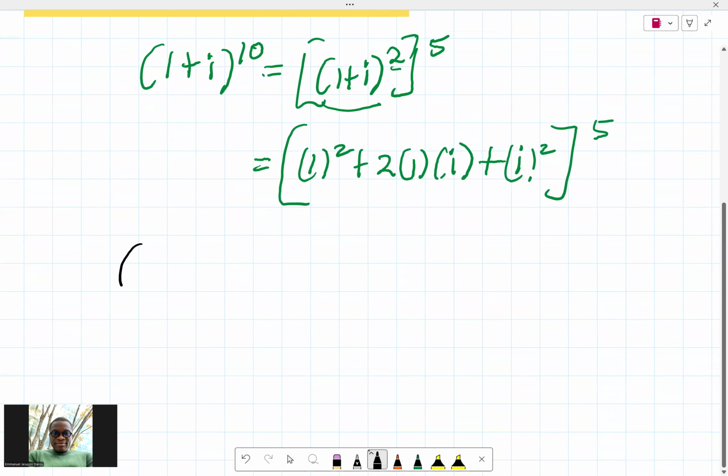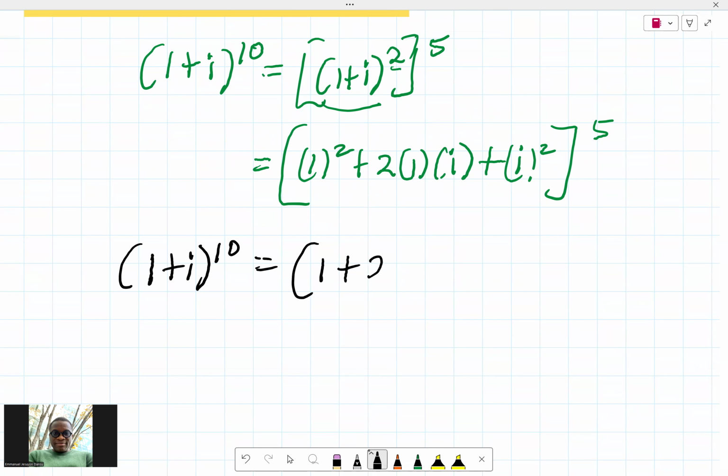So we have 1 plus i raised to power 10 equals 1 squared, which is 1, plus 2i, because 2 times 1 times i is 2i, then plus i squared. All of this is still raised to power 5. I don't even need that bracket anymore because that is simplified.